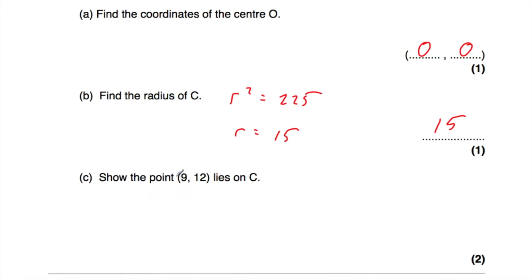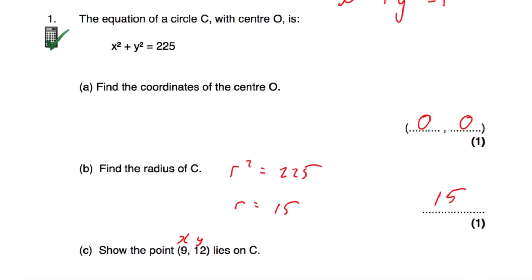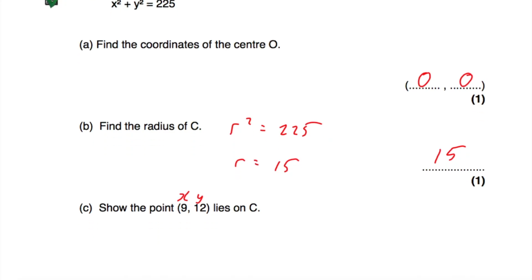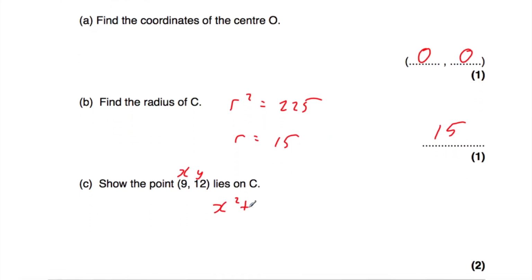Okay, then part C. Part C says show the point with coordinates 9, 12 lies on C. So here we've got the point 9, 12. That's the x coordinate and the y coordinate. And we've got the equation of the circle being x squared plus y squared equals 225. If we substitute in the x coordinate and the y coordinate, and that's equal to 225, that means this point lies on the circle C.